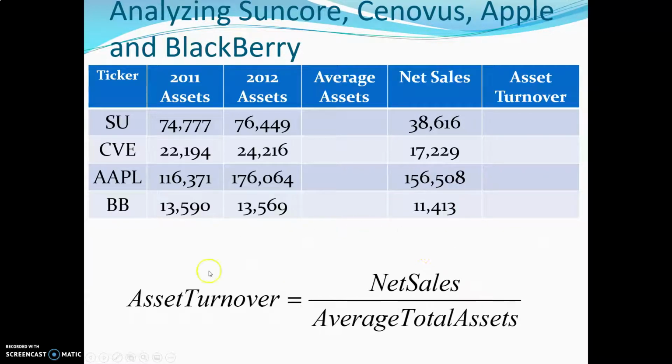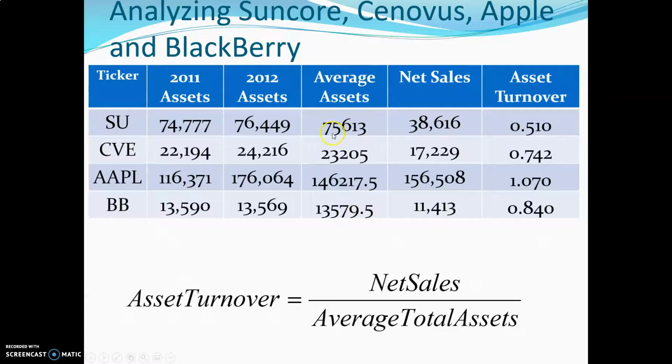So we're going to apply this asset turnover ratio here. So we're going to take our net sales. What are our net sales? Well, for the first one, net sales would just be this total here, $38,616. So we're already provided with this number. What about the average total assets? Well, in this case, we're going to be taking these two numbers here, adding them together and dividing by 2. And then we're going to take the net sales, which is $38,616, and divide it by the average assets, which is $75,613. That's the average of these two.